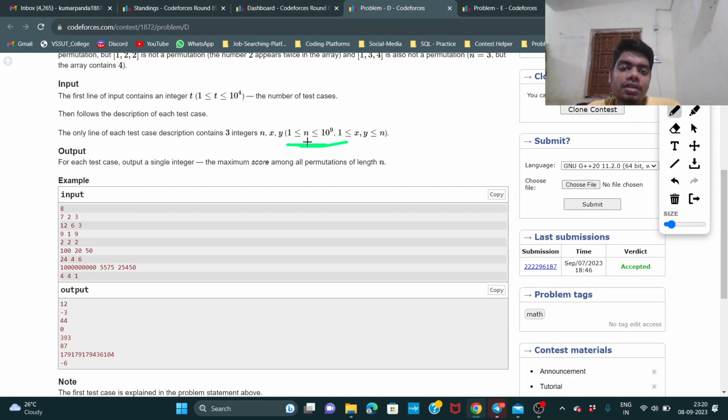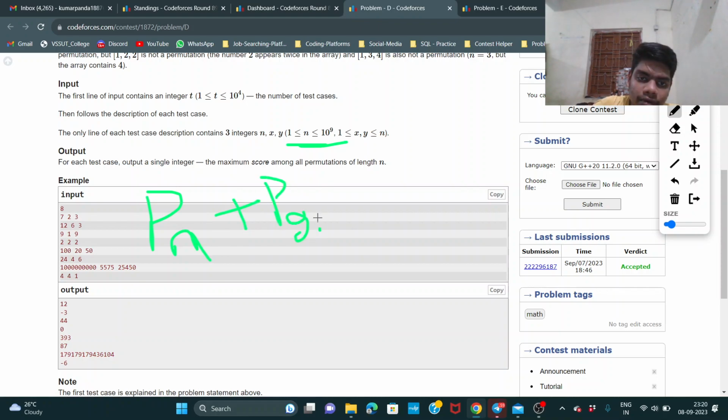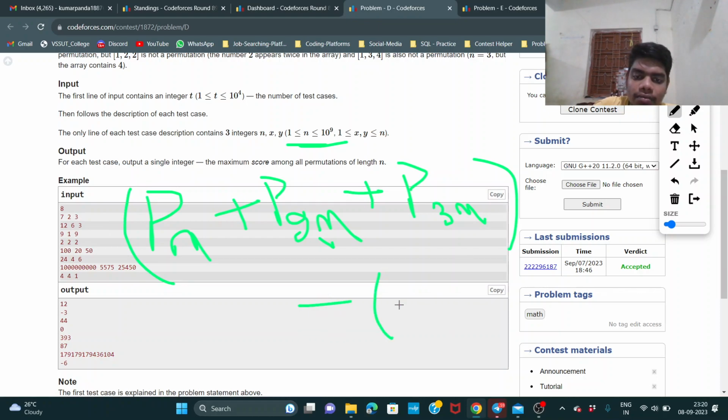So let's think, here we just have to find p of x, p of 2x, p of 3x. We subtract the values p of y, p of 2y, p of 3y, and so on.